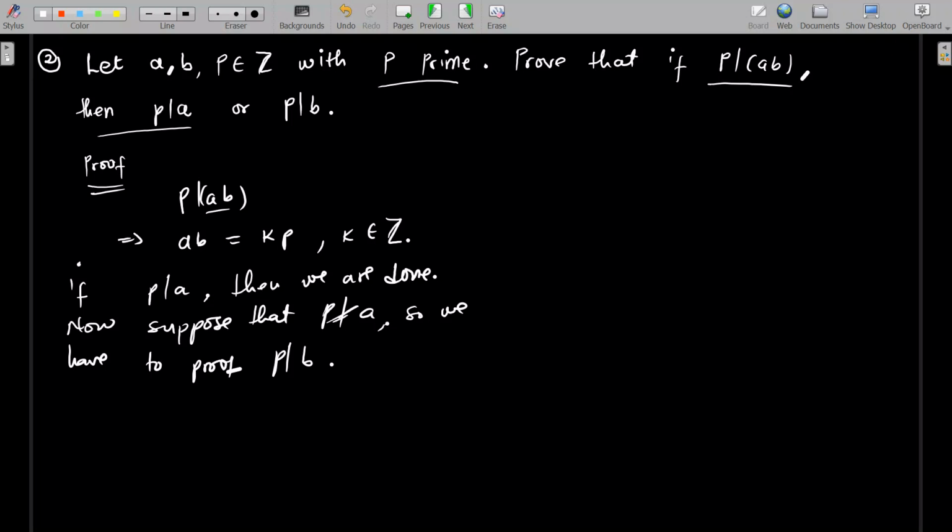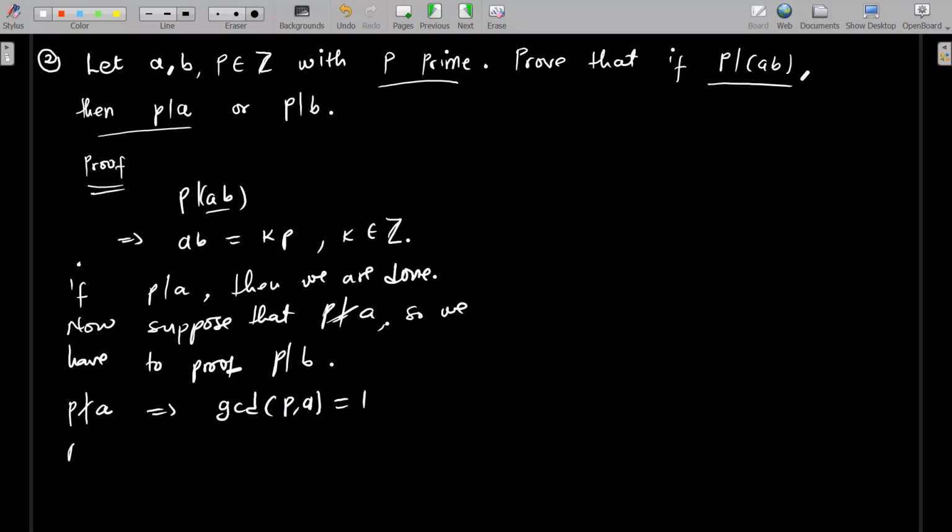So we know p divides ab, and ab is equal to kp, and we are assuming that p does not divide a, right? Since p does not divide a, this implies what? The GCD of p and a is equal to 1, because p is prime. If p does not divide a, that is, a is not any integer multiple of p, then p cannot go into a. So the only common factor that can divide both p and a is 1, which is the GCD, the greatest common divisor.